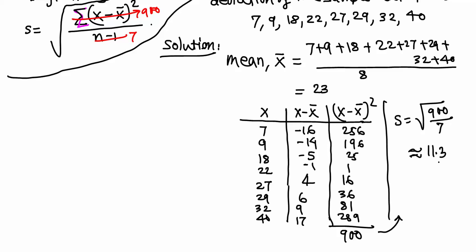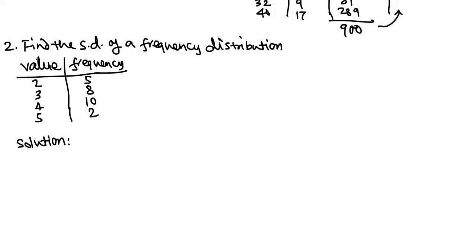Okay, so next let me write down another example and I'll come back. Next example, find the standard deviation of a frequency distribution. So we have values 2, 3, 4, 5 and frequencies: 2 comes 5 times, 3 comes 8 times, 4 comes 10 times, and the value 5 comes twice. So in total we have 5 plus 8 is 13, plus 10 is 23, plus 2 is 25 entries in this case.